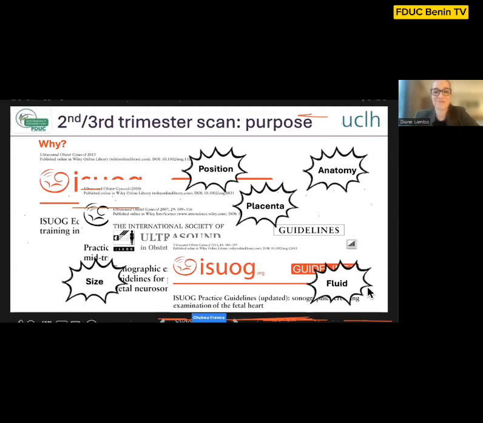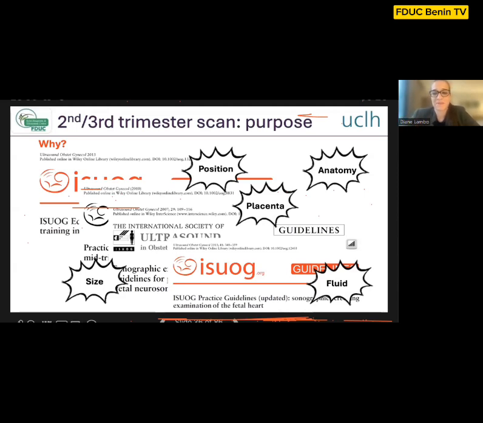Now, there are at least 3 guidelines that are published by ISUOG, which cover general anatomy in the second trimester, your biometry, and more detailed scanning of the heart and also the brain. But I guess, again, as with the first trimester scan, what you really want to ask yourself is, what is the purpose of the scan? Why am I doing it? When should I do it? And what are my aims?